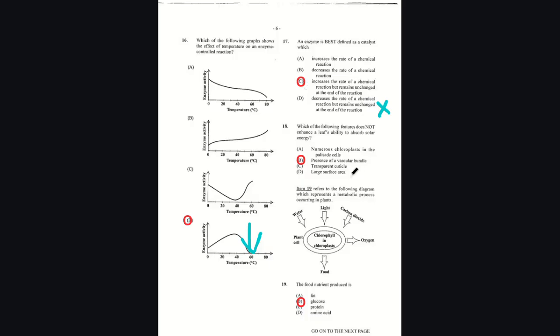Alright, number 18. Which of the following features does not enhance a leaf's ability to absorb solar energy? So we have A, numerous chloroplasts in the palisade cells. B, presence of a vascular bundle. C, transparent cuticles and enlarged surface area. Alright, so A helps, C helps, and also D helps. The question says does not, and so the answer would have to be the presence of a vascular bundle.